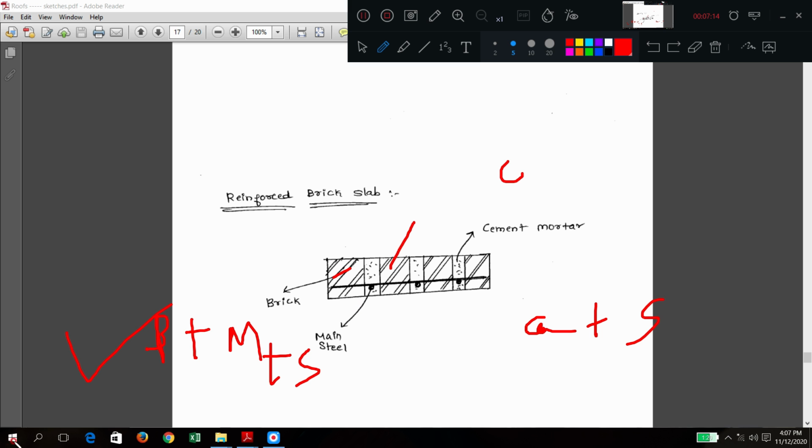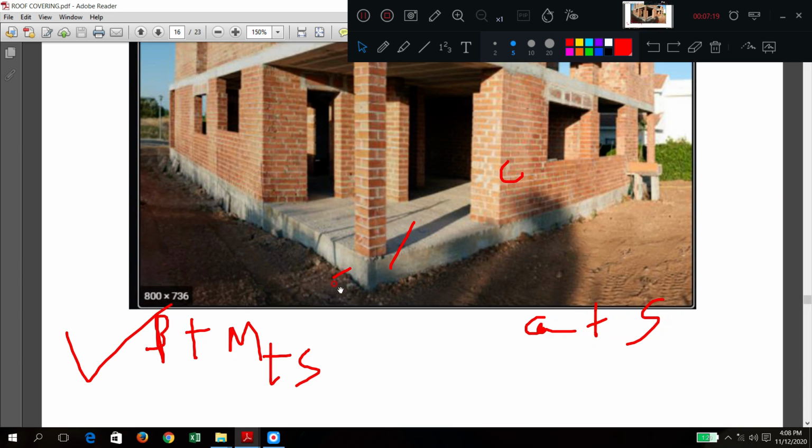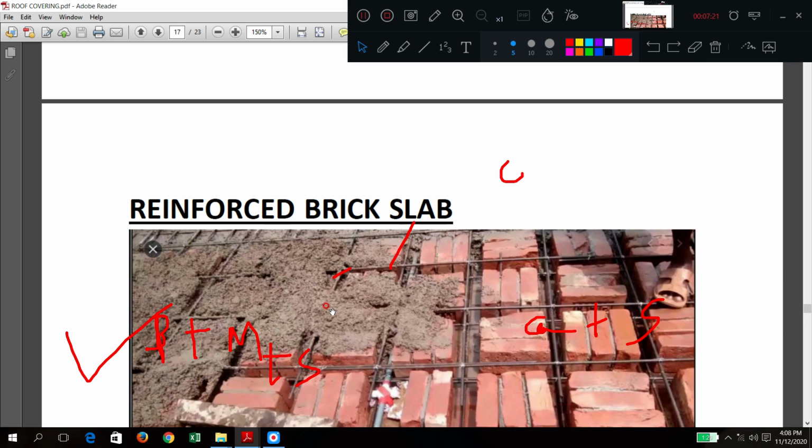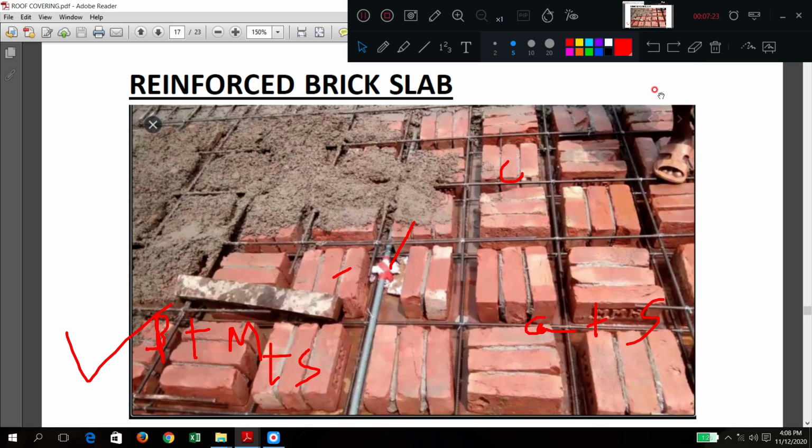How will these things appear in the site? Just check this diagram. Yes, reinforced brick slab. I hope now it is very clear. Okay, so bricks they are going to keep, steel bars they are going to put like this in this direction. Later on they are going to put the mortar or concrete. But this much of concrete is saved.